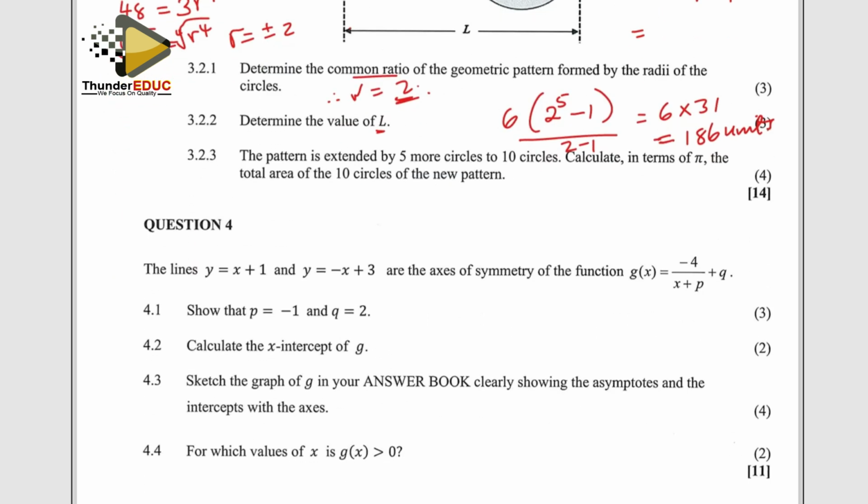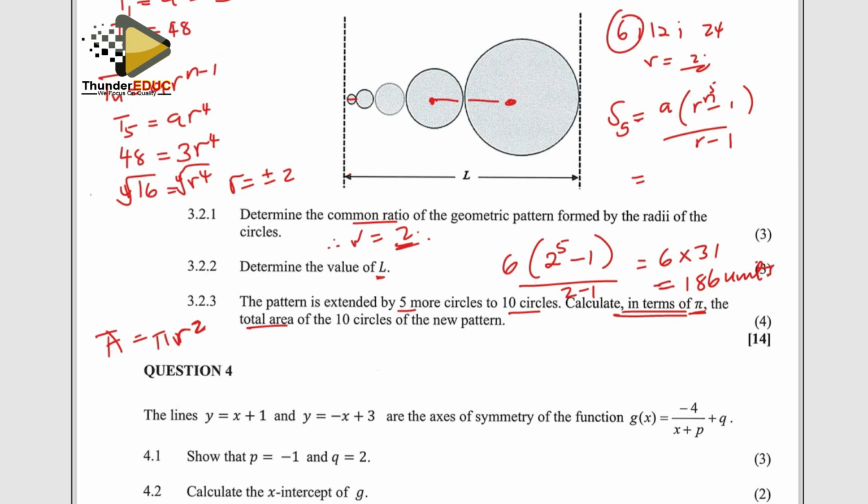3.2.3. The pattern is extended with 5 more circles to make it 10. Calculate in terms of pi the total area. Now, the scenario changes the moment they mention area, because we know that the area of a circle is given as pi radius squared. Now, instead of us just talking about the radii individually, we are now squaring them.